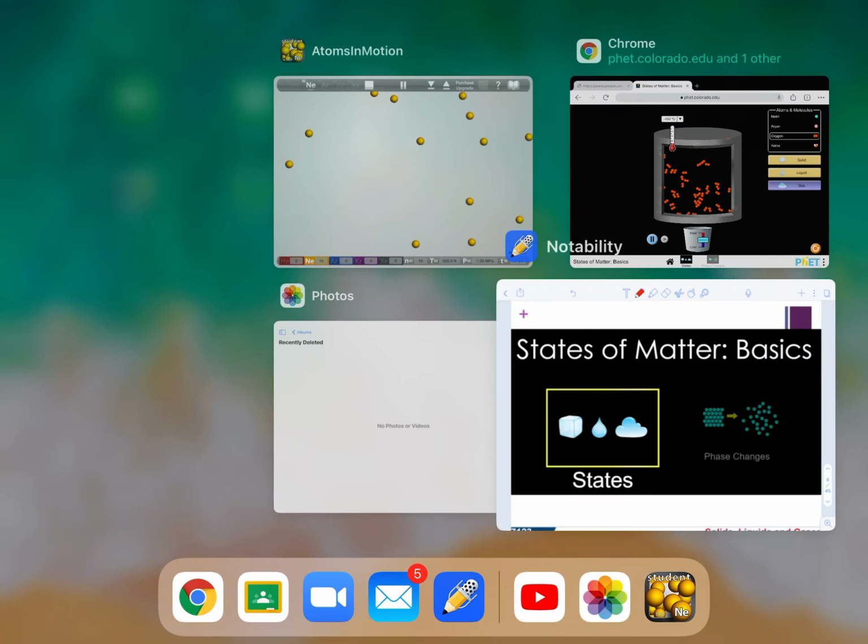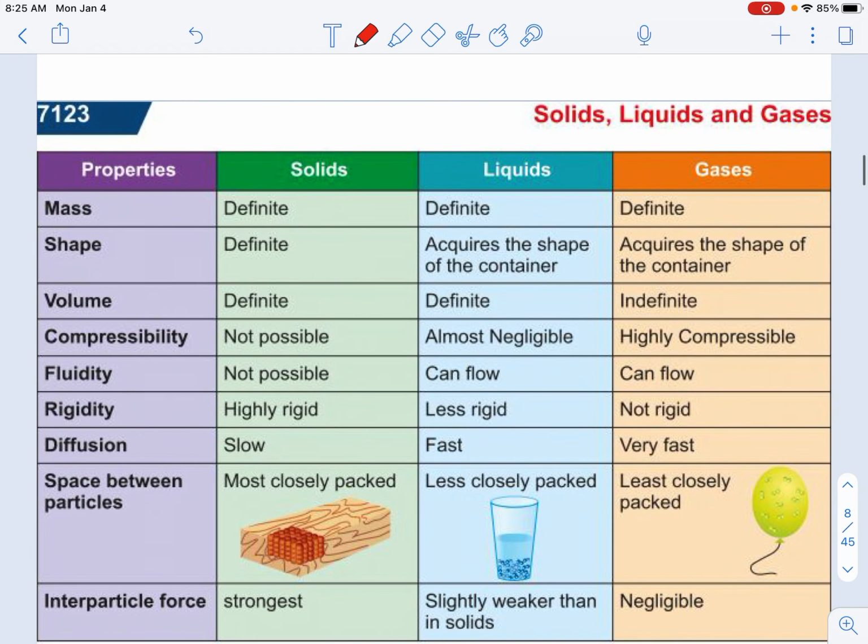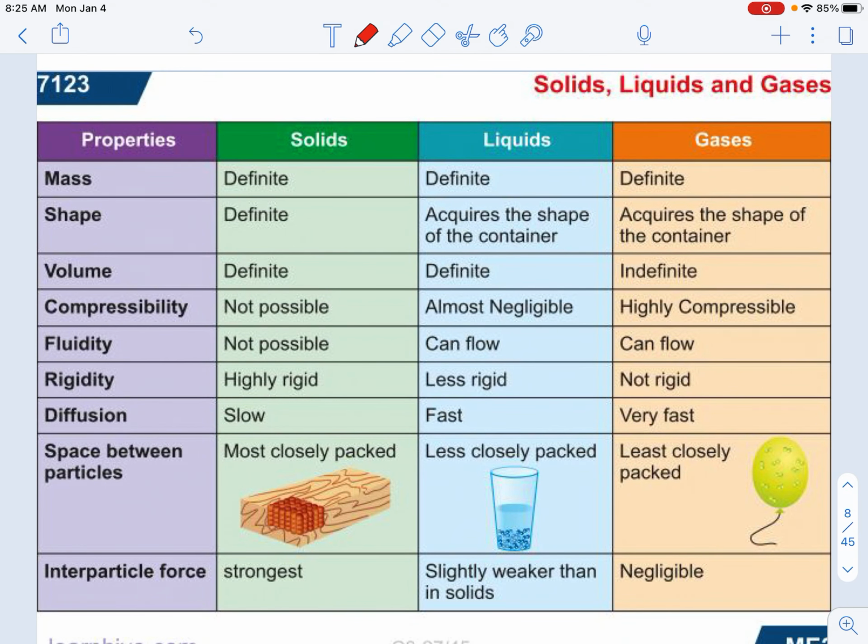So as a review of that, here is just this slide. You can go ahead and take a look at that. I'm not going to go through every single thing on here, but if you can pause and see all the different characteristics here, from mass to shape to volume to compressibility. Compressibility is, is it compressible? Can you tighten it down and make it smaller? Fluidity is just how fluid they are. Rigidity is if it can break or not, or rigid, just how stiff it is.